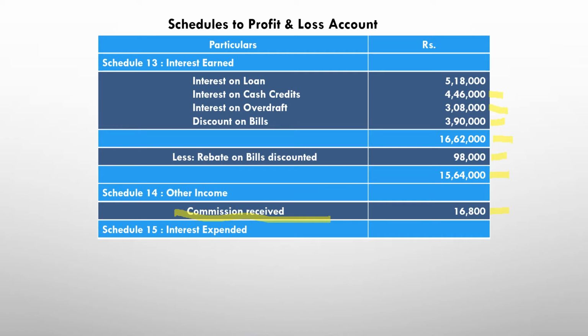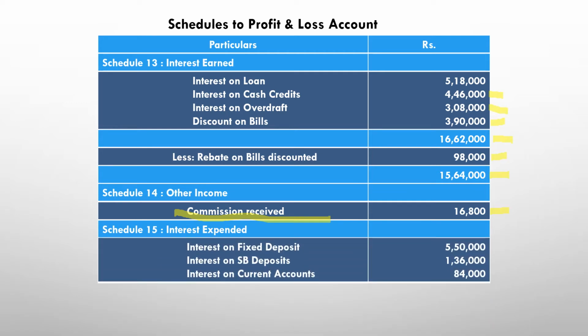Next, schedule number 15, interest expended or paid: interest on fixed deposit, paid 5,50,000; interest on SB, paid 1,36,000; interest on current account, paid 84,000. Interest on recurring deposit is not there, so only three deposits. Deposit interest paid by the bank to customers is interest expended, and the total is 7,70,000.